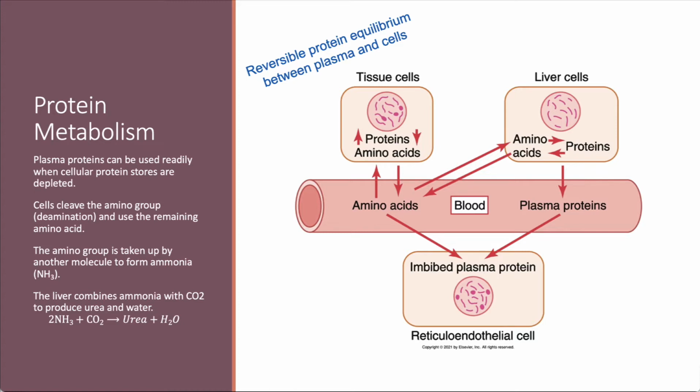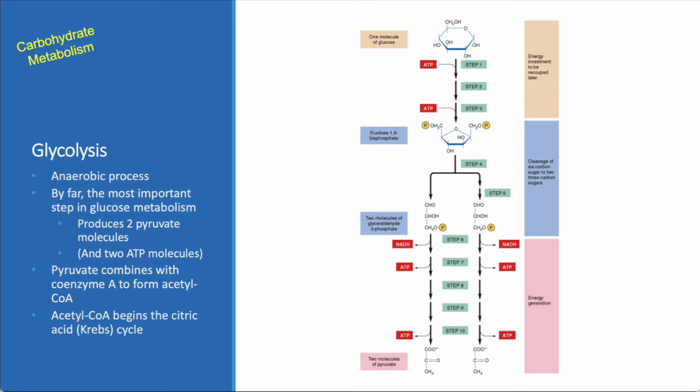So the way the body deals with this is it combines two ammonia molecules with CO2, and that produces urea. That's what urea is. It's just ammonia plus CO2. And that reaction produces urea with a remnant of water as a result. So that's another equilibrium that exists in our body. We'll talk about that more when we talk about the kidneys and liver function.